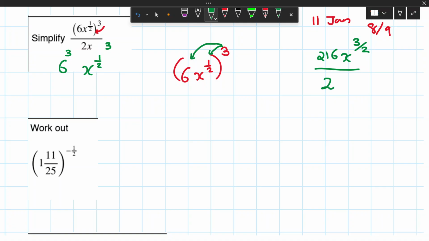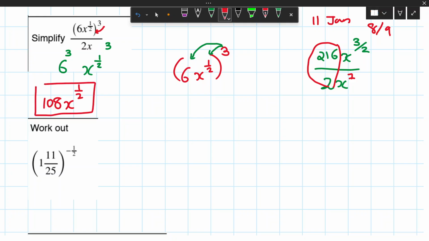In the denominator we've got 2x, so we're going to do the numbers first, 216 divided by 2, that would be 108. X to the power of 3 over 2, division, we're going to subtract the powers, so 3 over 2 take away 1 will be 1 over 2. So your answer would be 108 x to the power of a half. And that's your first question. So please do not straight away cancel out the 2 and the 6. You first need to deal with the brackets in the numerator. Then once you've done that, you get to doing the simplification on the denominator.